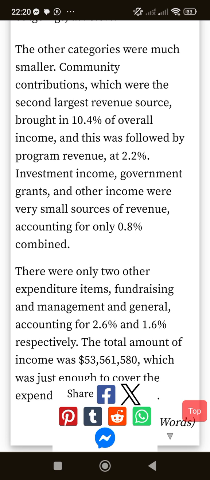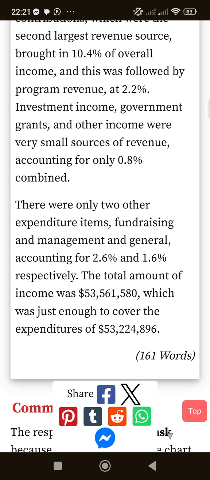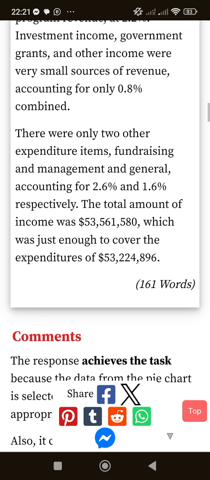Community contributions, which were the second largest revenue source, brought in 10.4% of overall income, and this was followed by program revenue at 2.2%. Investment income, government grants, and other income were very small sources of revenue, accounting for only 0.8% combined. So see, actually there are few things that you combine together so as not to exceed the word limit that is given to you over there.